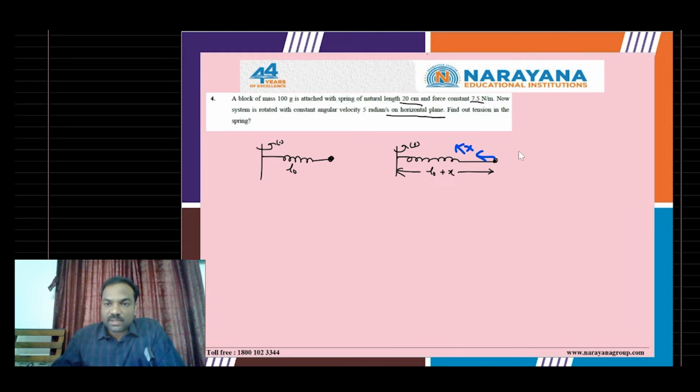So we can write directly that kx is equal to m r omega square, as it is a centripetal force, we know that. Actually we want to find the kx value only, that means m r omega square is the required answer for our question. But the problem is with the r, because now r is not L0, r is L0 plus x. Let us see what x value we are getting. If x is very small, then we can go with 20 centimeter. Otherwise we need to consider the x value also. So first we calculate the x value. kx is equal to m into r, I can write L0 plus x, into omega square.